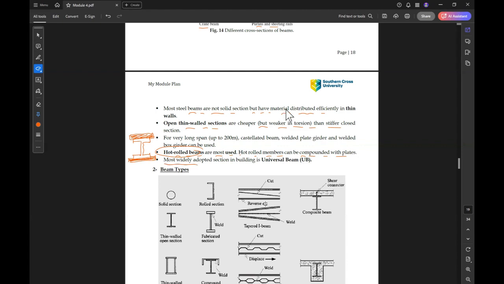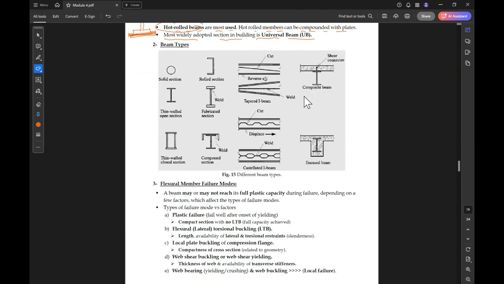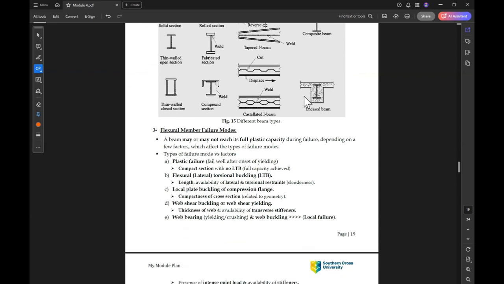Okay, the most widely adopted section in buildings is universal beams. So the universal beams is the most used one. Okay, let's look at the failure modes because the design mainly depends on the failure mode. So it's good to understand the failure modes. Beam may or may not reach its full capacity, full plastic capacity during failure, depending on a few factors which affect the type of the failure mode.